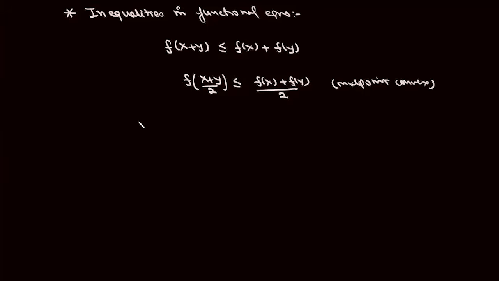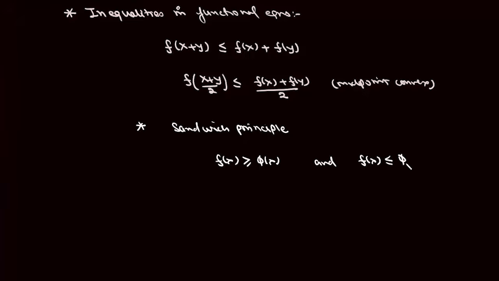Now in such questions, there are two pathways. Either you'll get an exact function using the sandwich principle. So if you can derive f(x) is greater than or equal to phi(x) from one direction, and then from the other direction you can derive f(x) is less than or equal to phi(x), then from the sandwich theorem we can say f(x) is exactly phi(x).